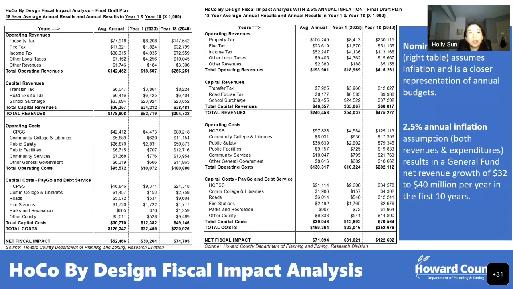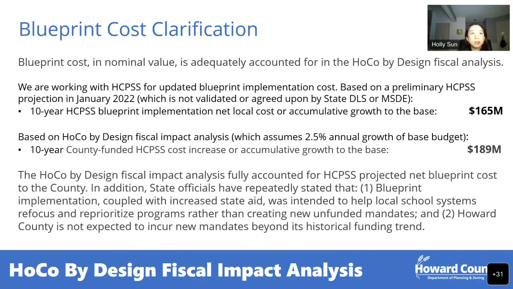So Jeff, if you move to the next page. Next page, we'll talk about the blueprint cost clarification, because there was some question or confusion about how that gets reflected in the model. After checking all the numbers, it became very clear to us that the Hoku by Design fiscal analysis has actually already captured the projected blueprint cost as projected by our school system. We're still working with the school system to get the most updated blueprint implementation costs.